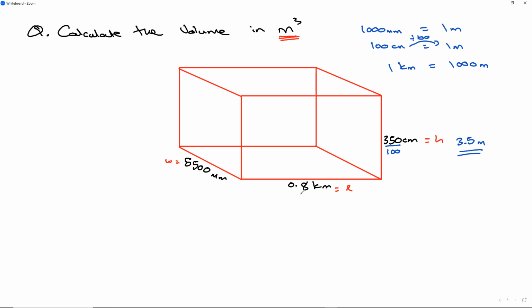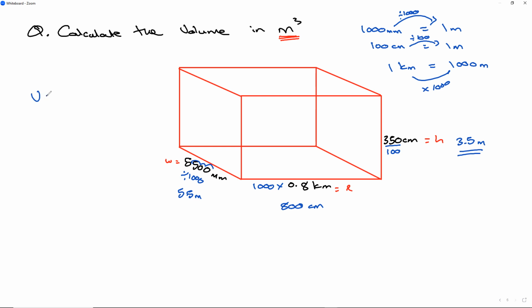And in kilometers, I've got to basically convert kilometers into meters. I've got to multiply it by 1,000. So I'm going to multiply this one by 1,000. It'll come to 800 meters. And then millimeters into meters is going to be divided by 1,000. So I'm going to divide this by 1,000. It's going to end up 5.5 meters.